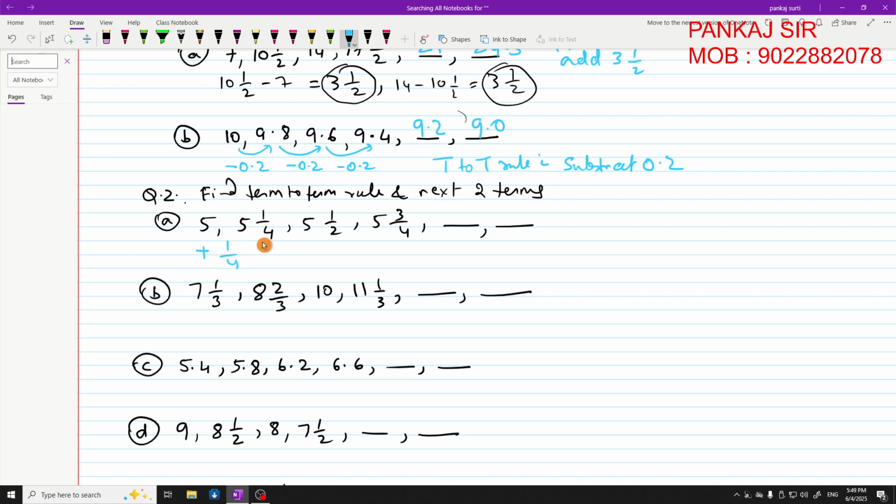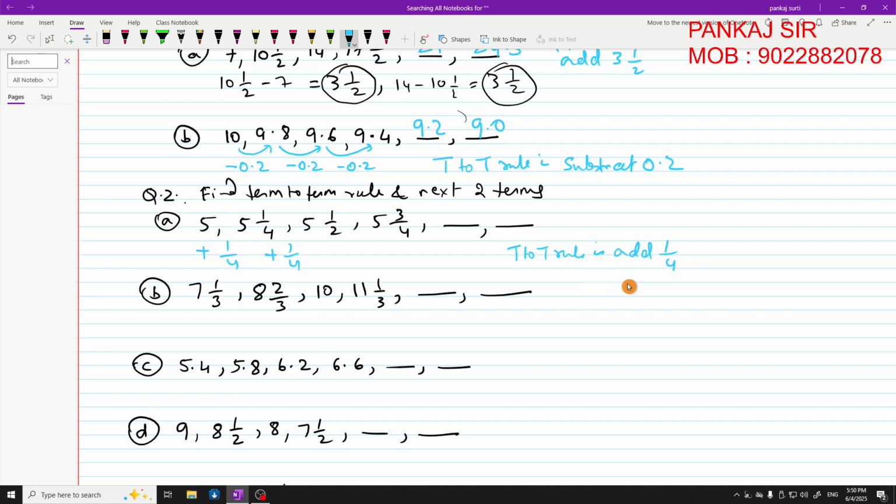Now to this 5 1 by 4, again if I add 1/4, what should I get? So 5 1 by 4 plus 1 by 4 is 5 and a half. So again, when I add plus 1 by 4, I am getting 5 and a half. So it is decided that the term to term rule is adding 1 by 4.